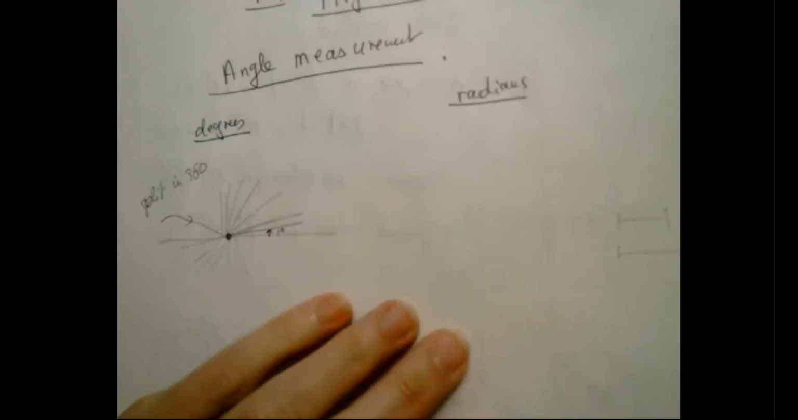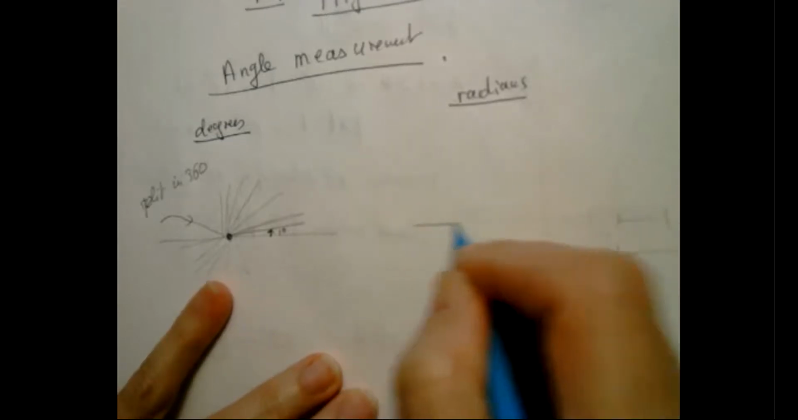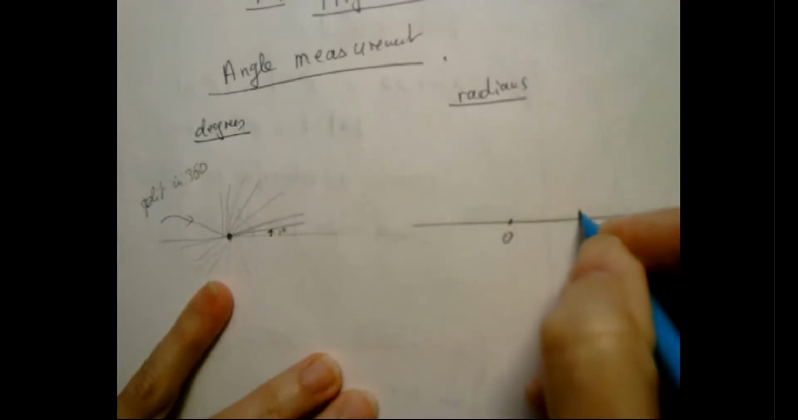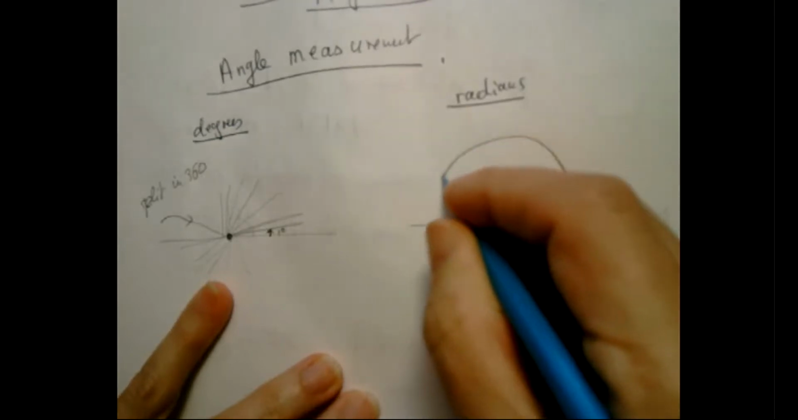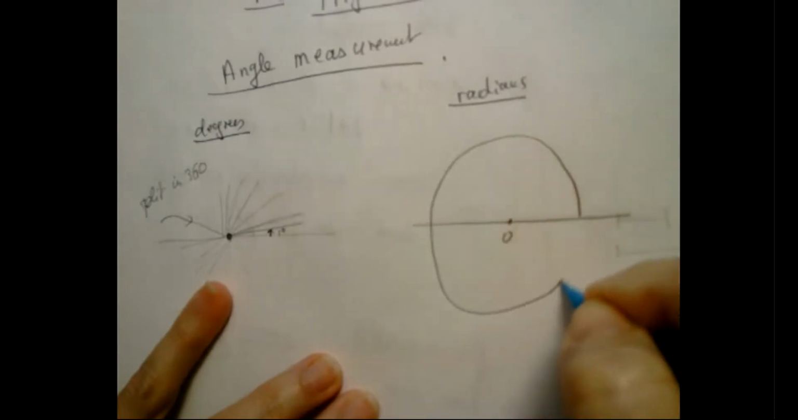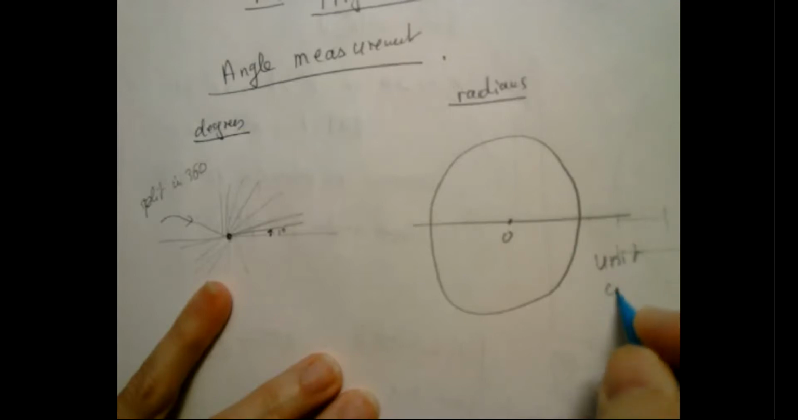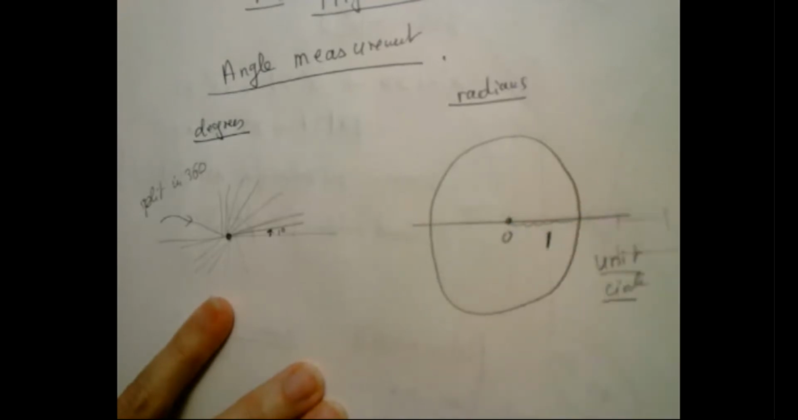A radian is different. A radian is not an arbitrary measure. How is it defined? The radian is the following. We take the unit circle, which means the circle of radius 1. From here to here, we have 1.